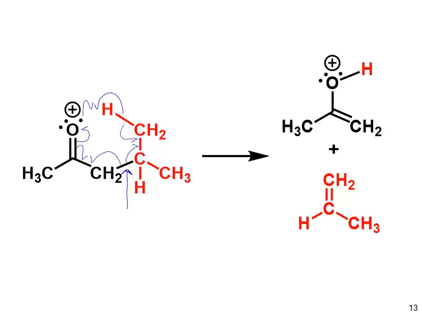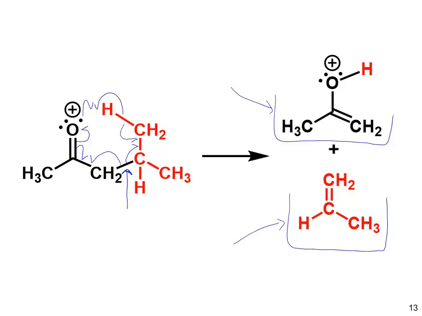So if you follow all of these arrows, you can see that you're going to form this neutral alkene here. You're going to form this species. This species is a radical cation. It's a cation, so that's the part that is going to be detected on the spectrum. So this species is what we're going to detect, whereas this one is just a fragment that is lost in this reaction.